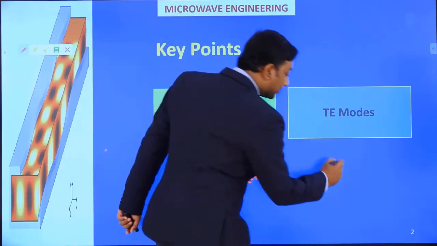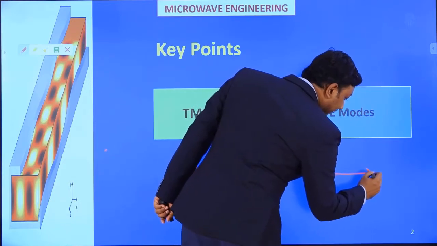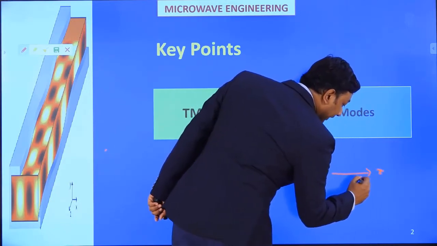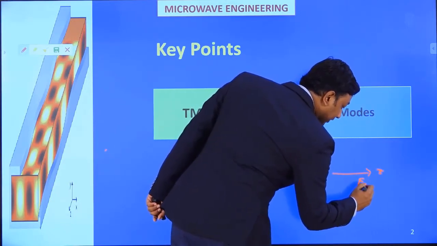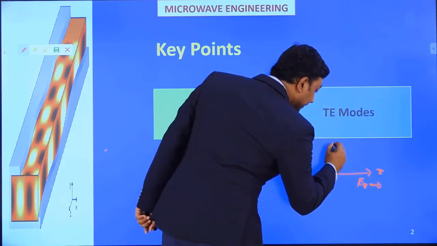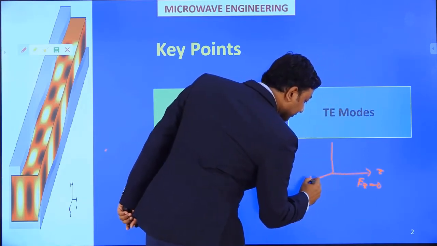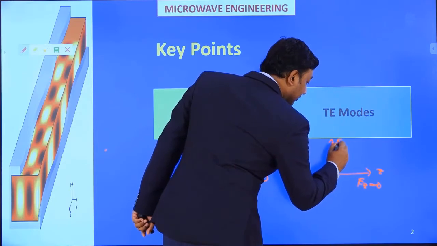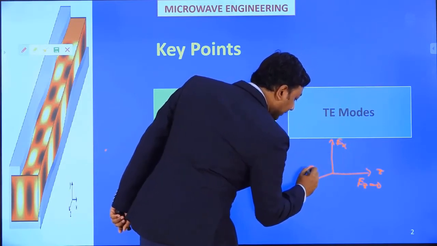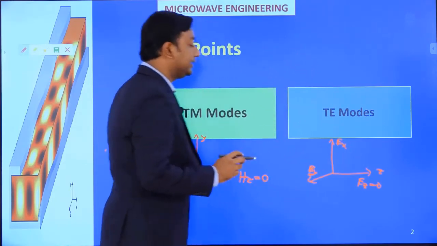Similar is the case for TE modes. There will be no electric field in the propagation direction. The electric field will be present in the transverse direction. So those are the two modes: one is TM, the other is TE.